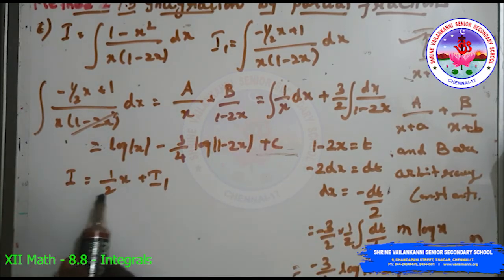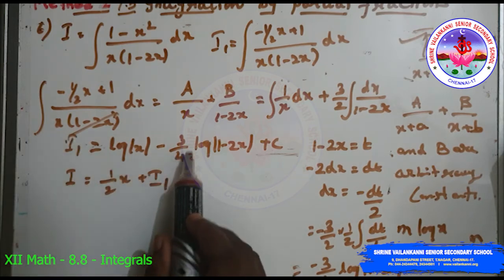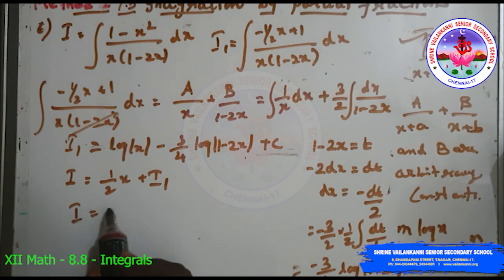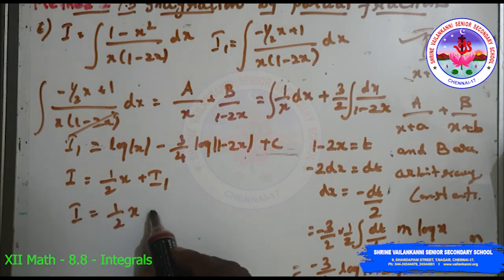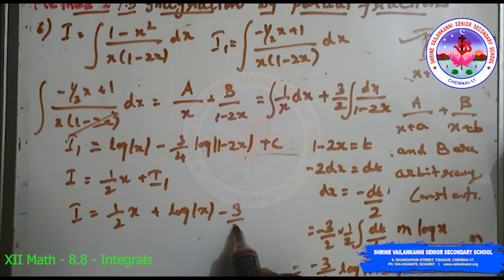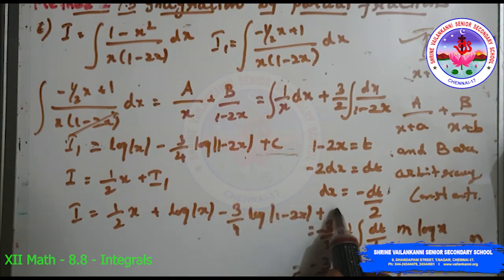We have I equal to half x plus I1. So we found I1 as log x minus 3 by 4 log (1 minus 2x) plus c. So writing this, I equal to half x plus log x minus 3 by 4 log (1 minus 2x) plus c.